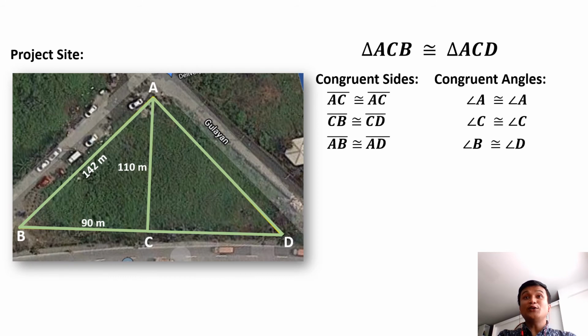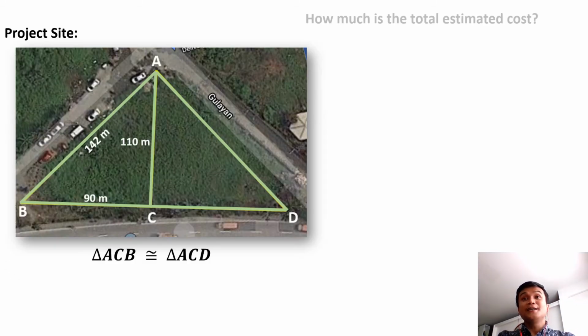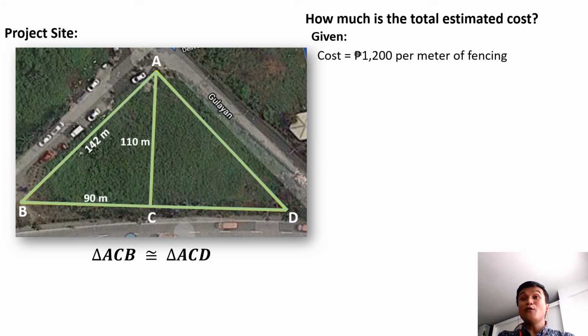Now that we have determined all the congruent sides and angles of triangle ACB and triangle ACD, we can start solving for the estimated cost of the fencing project. So how much is the total estimated cost? For our given, the cost per meter of fencing is equal to 1,200 pesos.